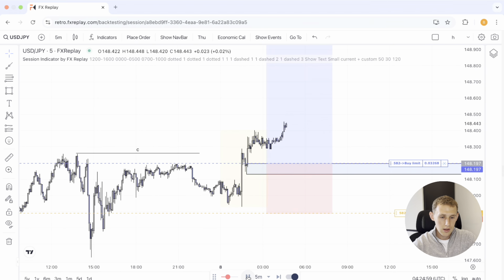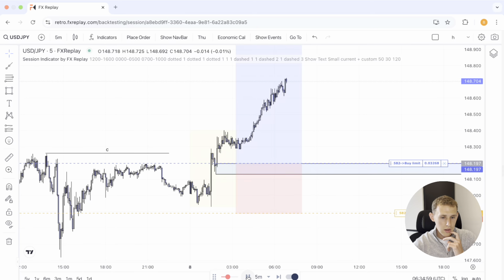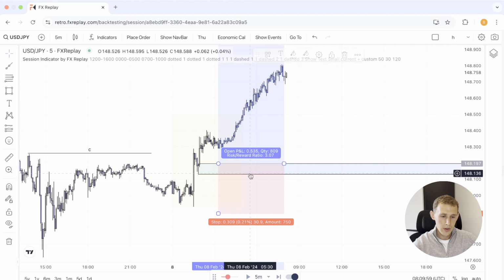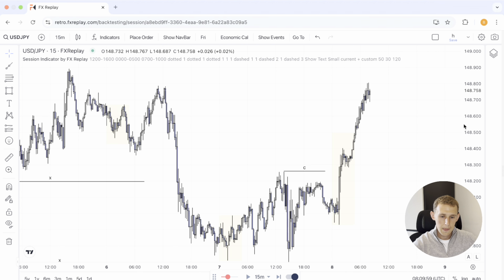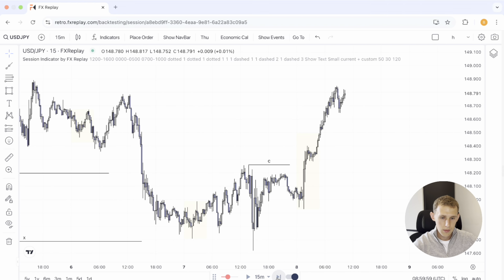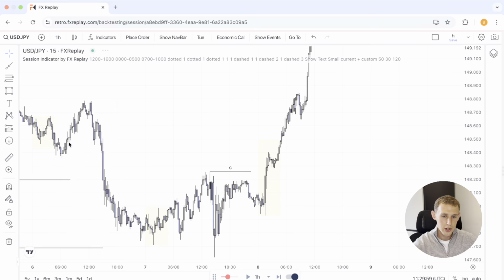So let's see, can we get a retracement? Doesn't look like it. Okay, no, so I would cancel this limit now. Price getting away from us. Yeah, so spot on analysis, just no entry, unfortunately.